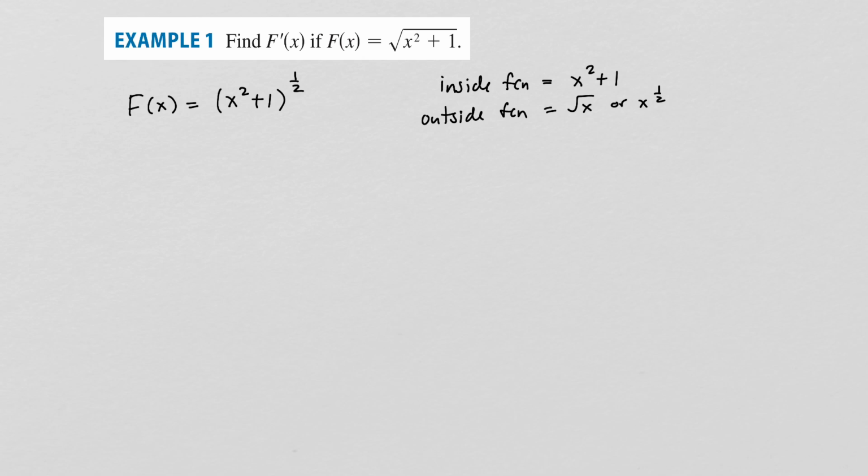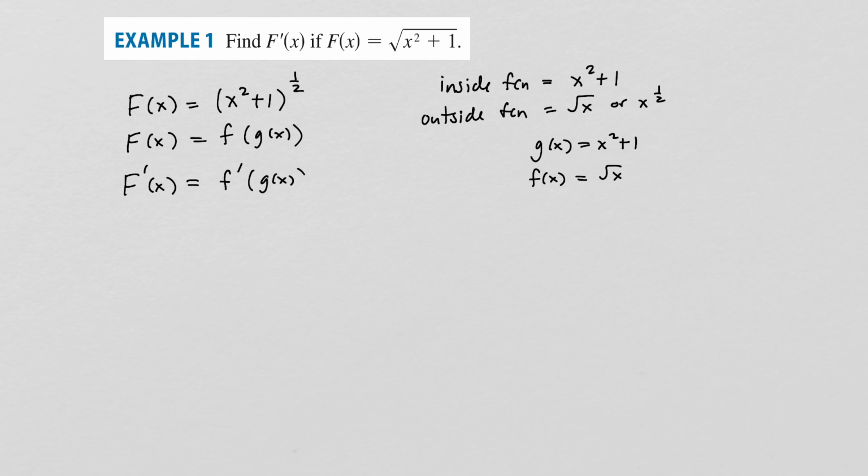Now to take the derivative, we are going to take the derivative of the outside function, but it's going to be evaluated at the inside function. So if I have to think of this as f of g of x, g of x is x squared plus 1, and f of x is the square root of x. And so the derivative, according to the chain rule, is f prime of g of x multiplied by g prime of x.